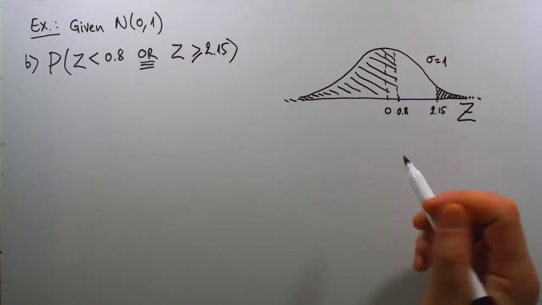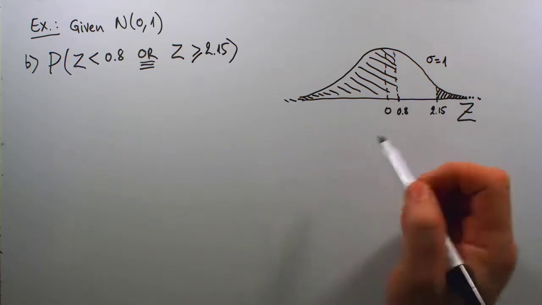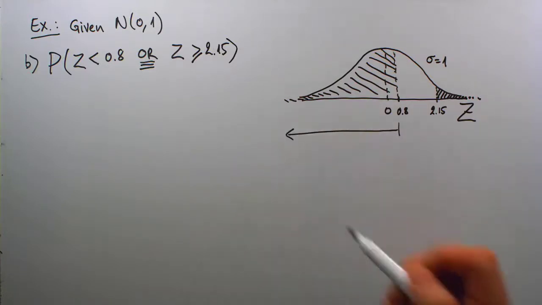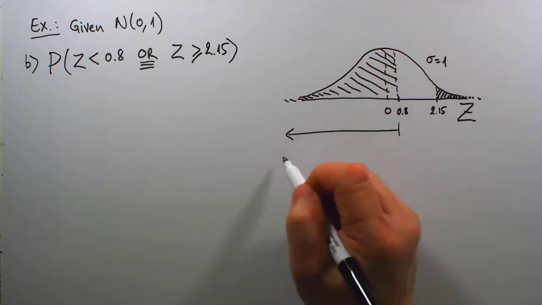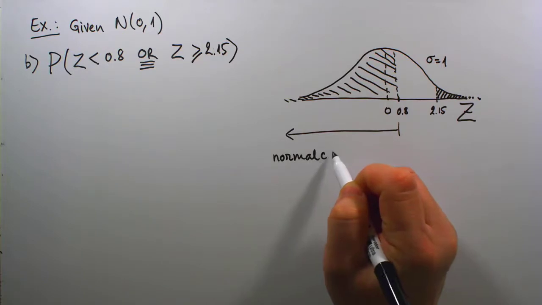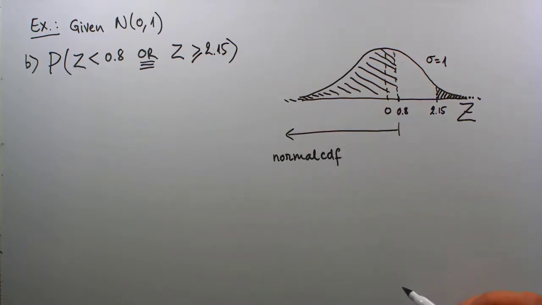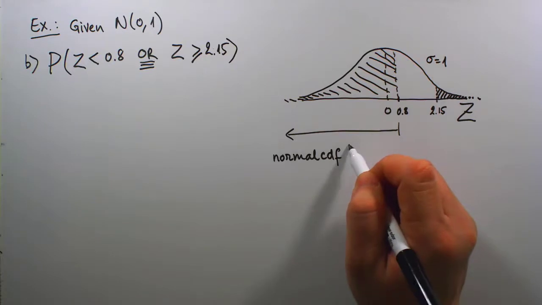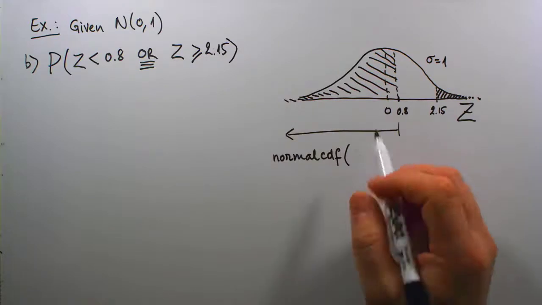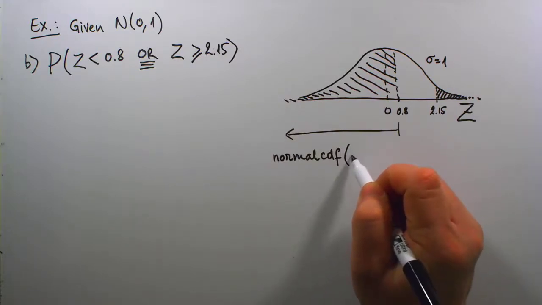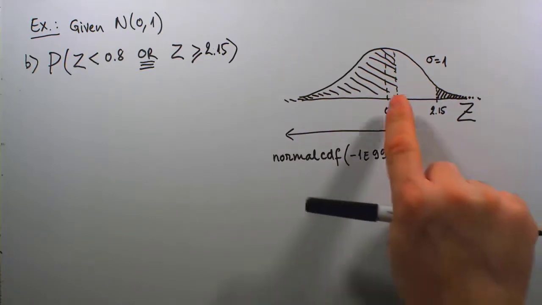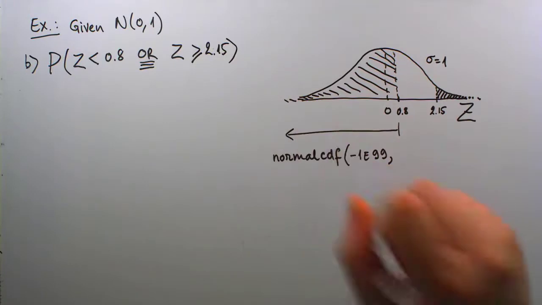And so as a plan ahead of time, this piece of area shaded to the left hand side of 0.8, we will be getting that done by calling up the normal CDF program from the TI 83 or 84 calculator. And since this interval does not have a definite lower end, we're going to run the command as minus 1E99 with a comma. The upper end for this left piece here is going to be 0.8.